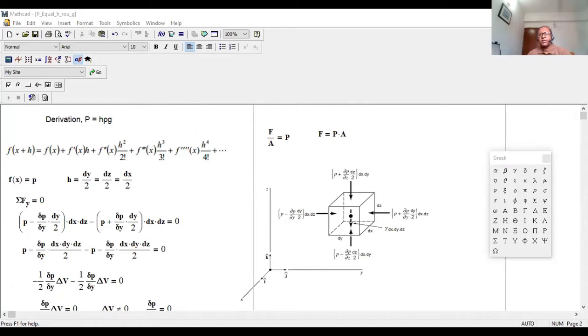Before you derive the formula, you need to make some assumptions. What assumptions? You will think the fluid is ideal, with no viscosity. The fluid is static, not moving. And you consider a very small fluid element with dimensions dx, dy, dz, and the pressure at the center of the fluid element is P. That will be your assumption.